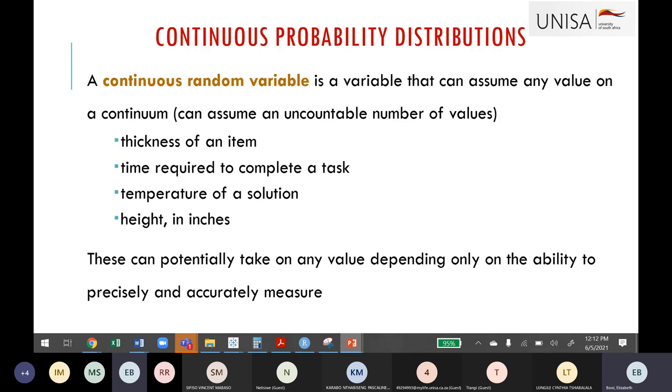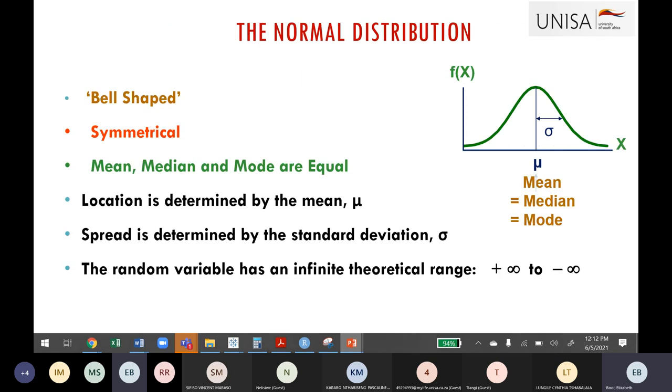So we learned that continuous probability distribution comes from a continuous variable. And we know that a continuous variable is a variable that is measured. It's like your height, your temperature, the time taken, things like that. We also learned that with a normal distribution, the curve takes the shape of a bell-shaped curve, and the normal distribution is a symmetrical graph which has the mean, the median, and the mode, which are equal.